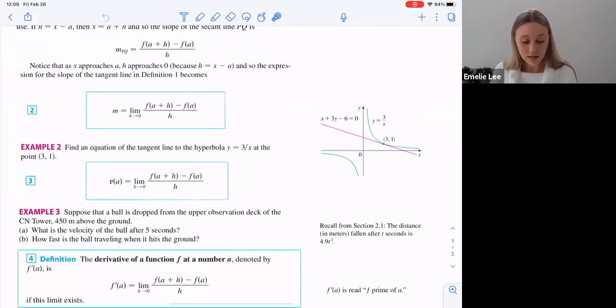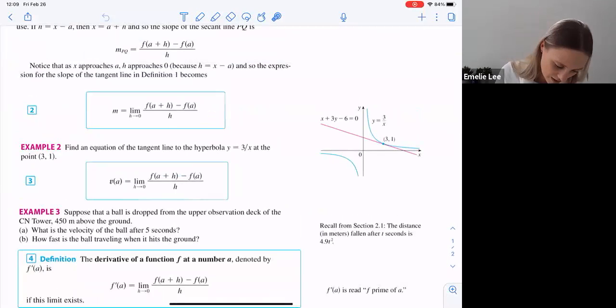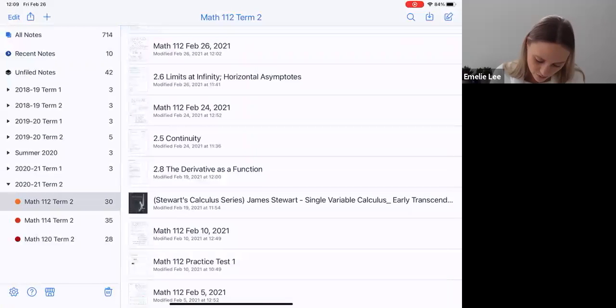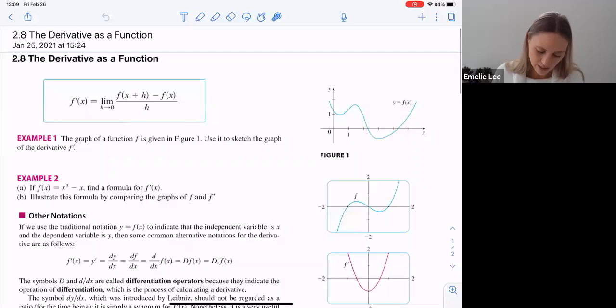And while I have you on the line, so to speak, why don't we go to just 2.8?